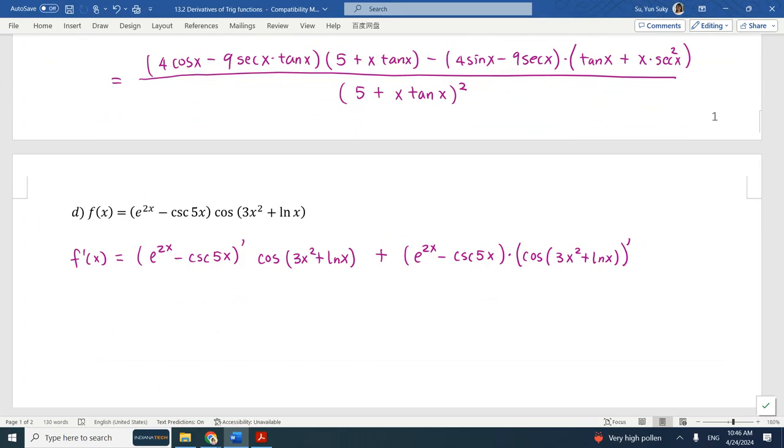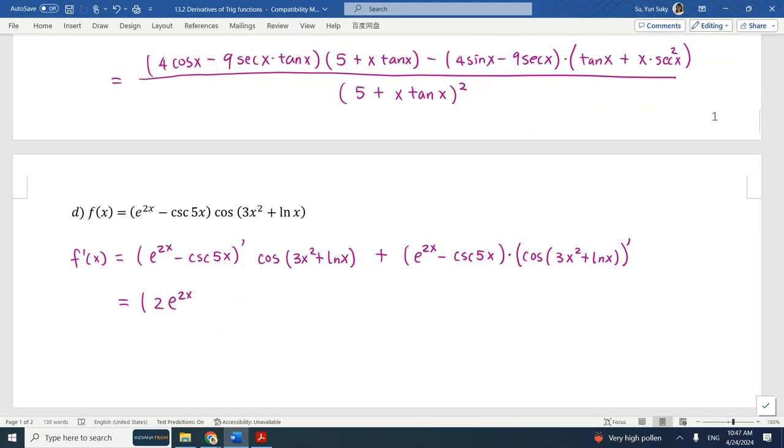U prime V plus U V prime. Yes, even though the problem looks ugly, okay, we take a deep breath. Look at it from the outside to the inside. The outside is like a product, so we use product rule. Okay, and the next step, which factor has the prime? We differentiate. Okay, what is the derivative of e to the 2x? Yes, 2e to the 2x.